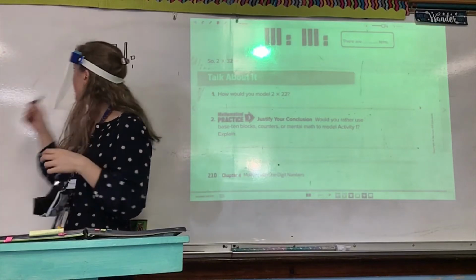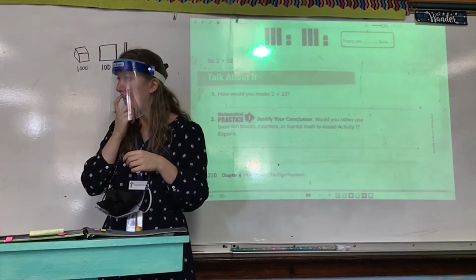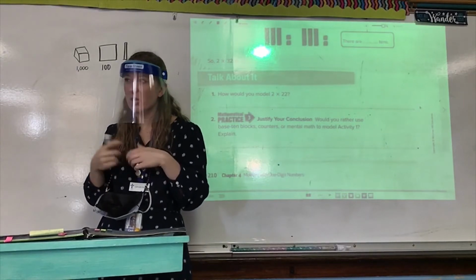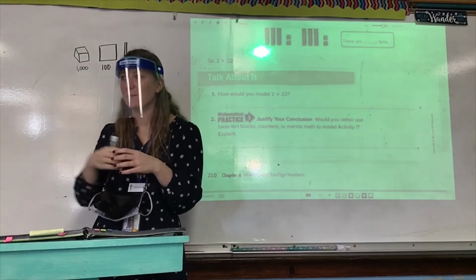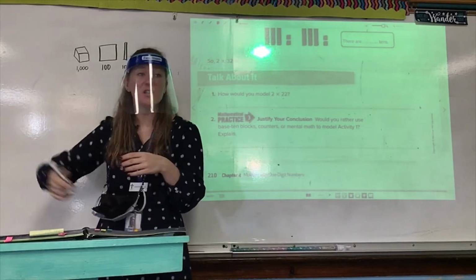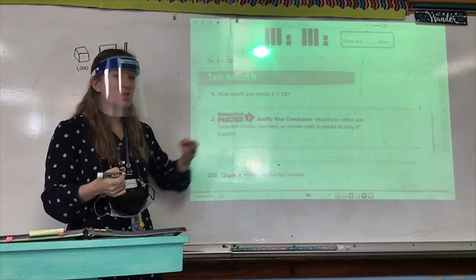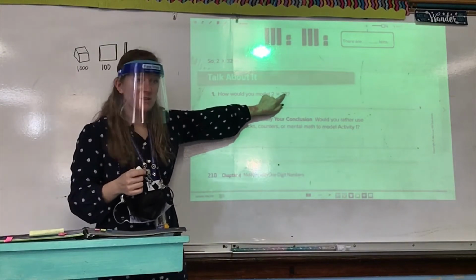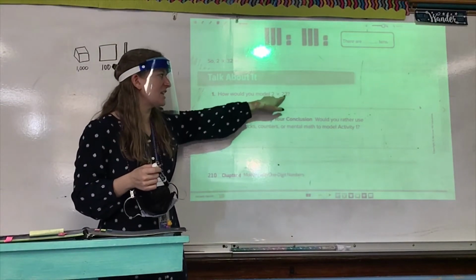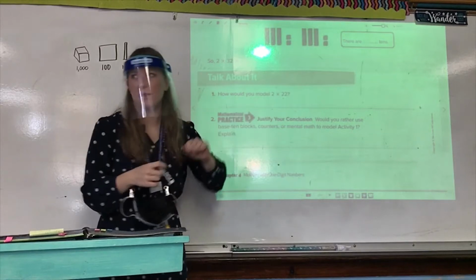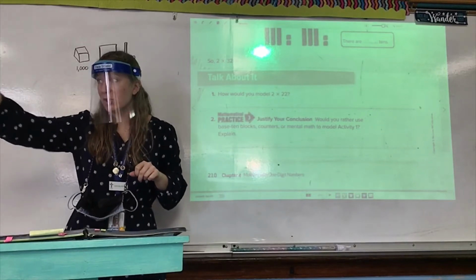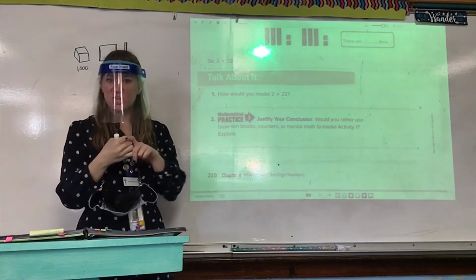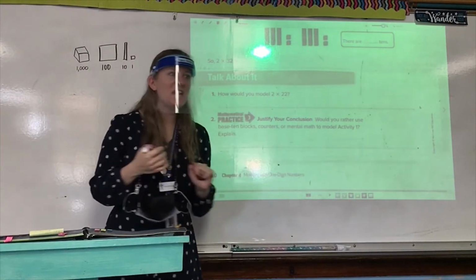Base 10 blocks are all of these. 10 rods. Okay, well that tells me how to model 22. But how do I model 2 times 22? So in words, Victoria told us, draw 2 10 rods and 2 1s cubes. Well, that tells us this part, the 22, but how do we take that and show 2 times 22? So Victoria has part of our answer. We just need to add on to her answer to fully answer the question.